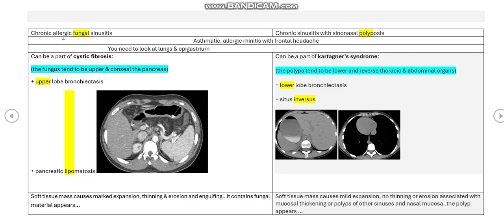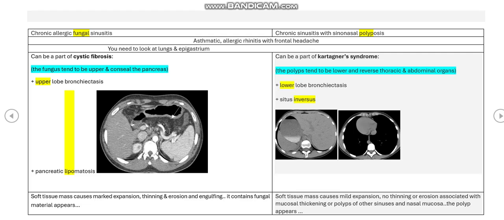and this chronic obliteration, this complete obliteration of the paranasal sinus is mostly fungal, chronic allergic fungal sinusitis, and you are expected to see pancreatic lipomatosis when you look at the epigastric area. This is the pancreatic lipomatosis.